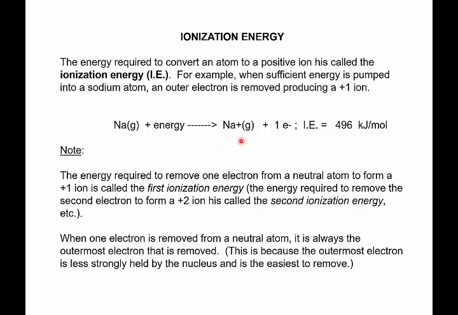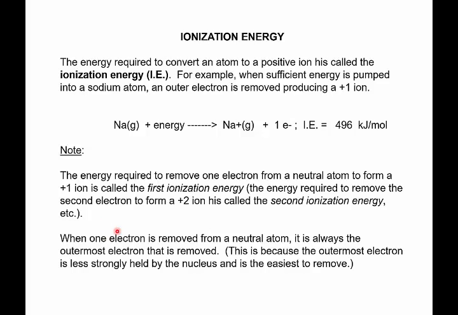Now, you could, in principle, take that sodium +1 ion, pump energy into that, and remove a second electron, producing a +2 ion. We're going to focus now on the energy required to remove one electron from the neutral atom to form the +1 ion. That's called the first ionization energy. If one measured the energy required to remove the second electron to form a +2 ion, that's called the second ionization energy. So our focus right now is on trends observed for the first ionization energy.